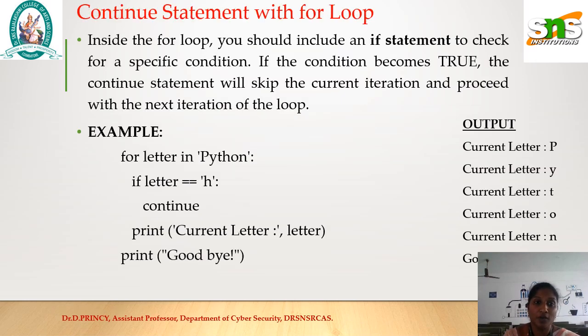Continue statement with for loop. The continue statement is used to skip the current iteration and proceed with the next iteration in the loop. For example, for letter in Python, if the letter is equal to H, it continues with the next iteration. Only the current iteration is skipped. The output of the program is PYTON. H is skipped from the iteration. Thank you all.